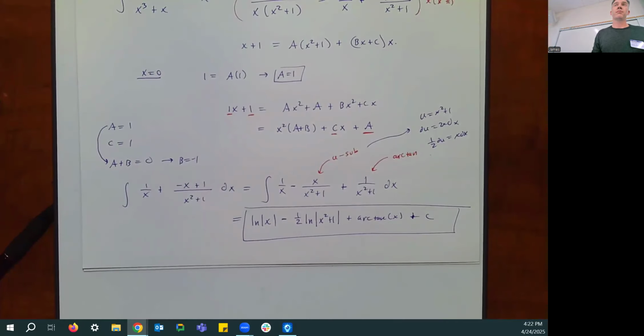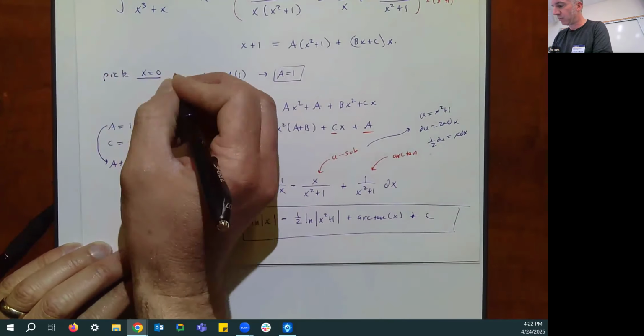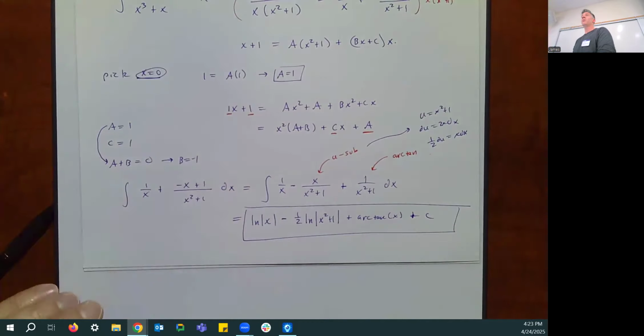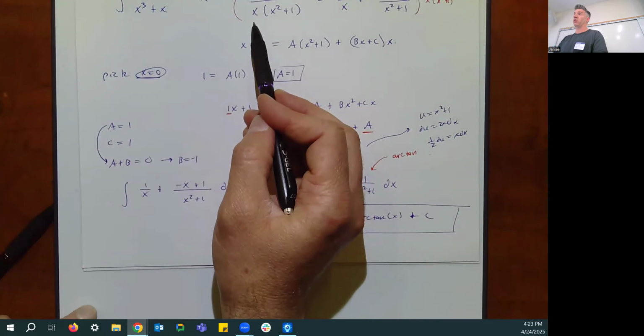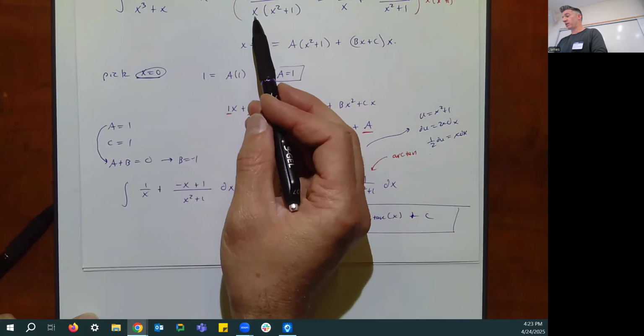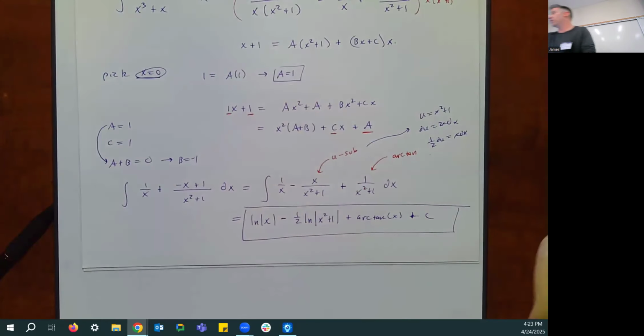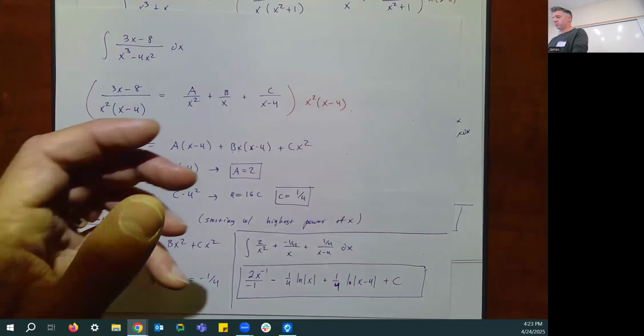Up there, is it always for any of these problems? Sorry, not always, to pick x equal to 0 as one of your nice points. It often will be, but only if x or x to a power is a factor. So in this one, we chose x equals 0 because we had x as a factor. And in the previous ones, we've also chosen x equal to 0, right? x was a factor here.